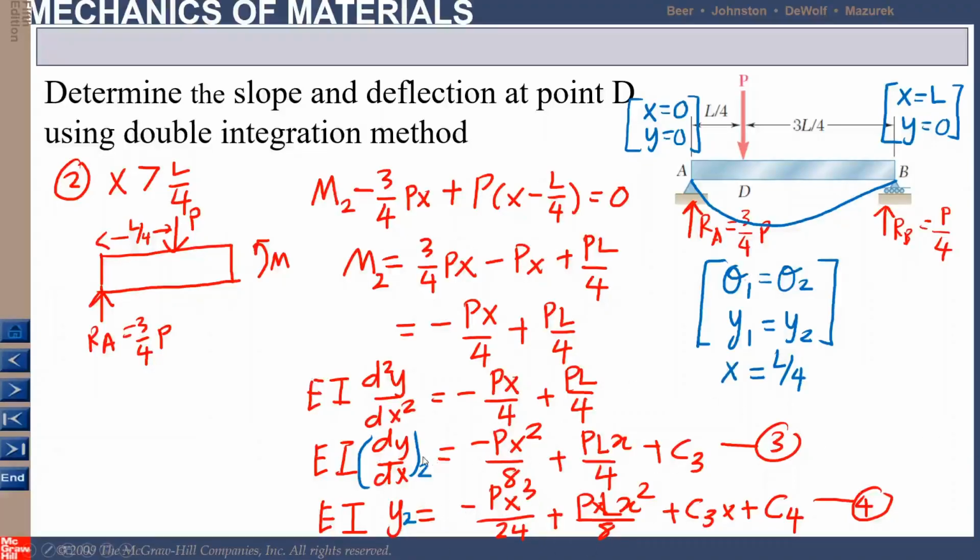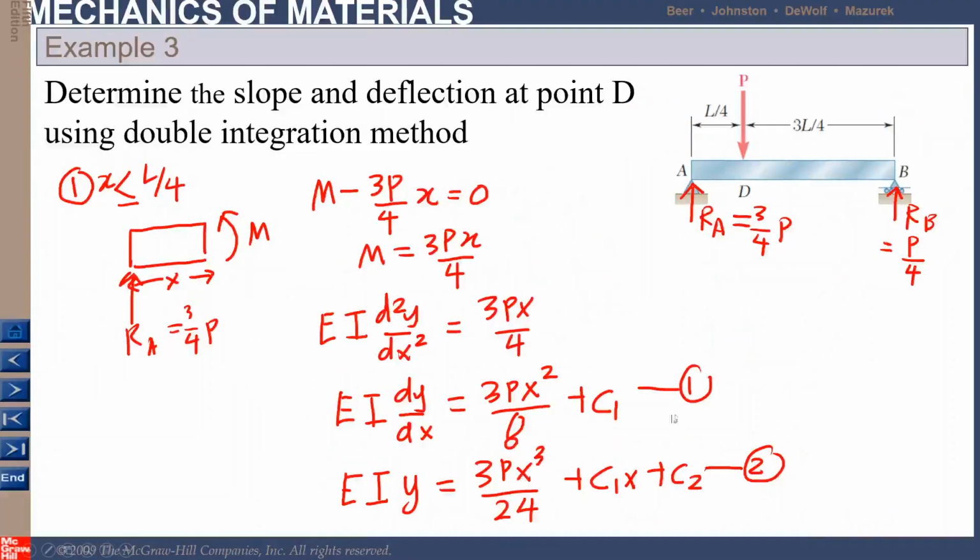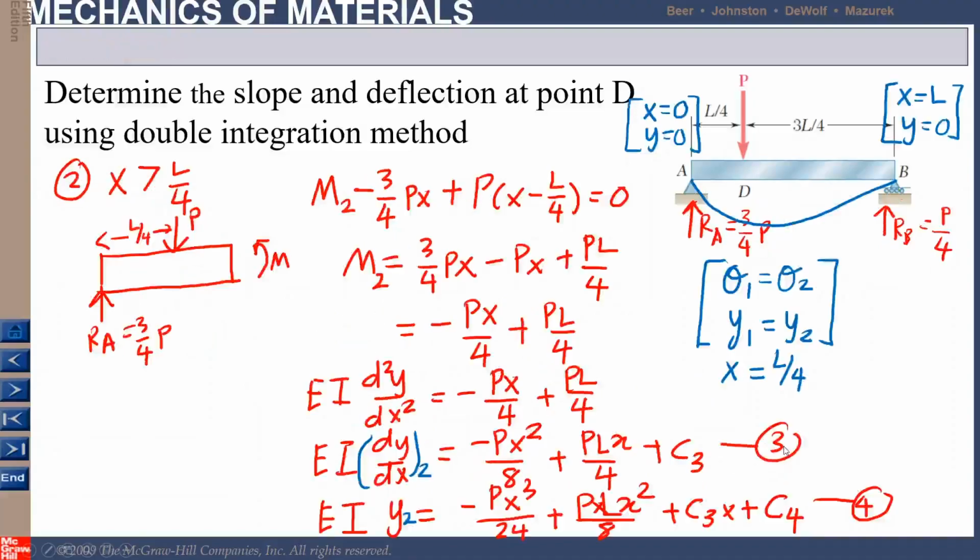So let's try on your own, using these 4 equations, 1, 2, 3, and 4, and use all these boundary conditions that I have stated here to solve for the slope and deflection at point D. You can take your time and pause the video to solve for this equation. Alright, so did you manage to solve for the equation?